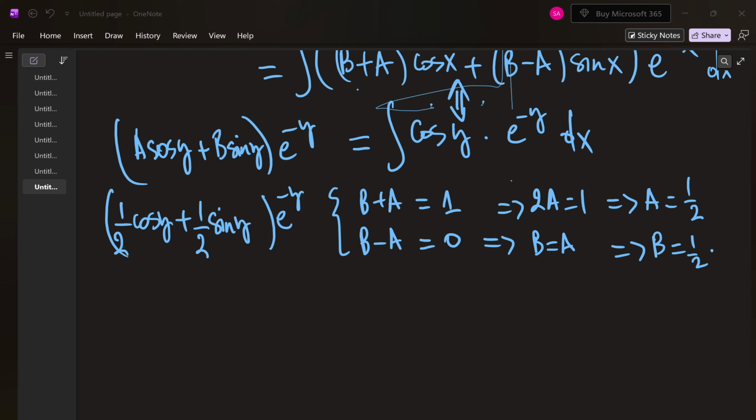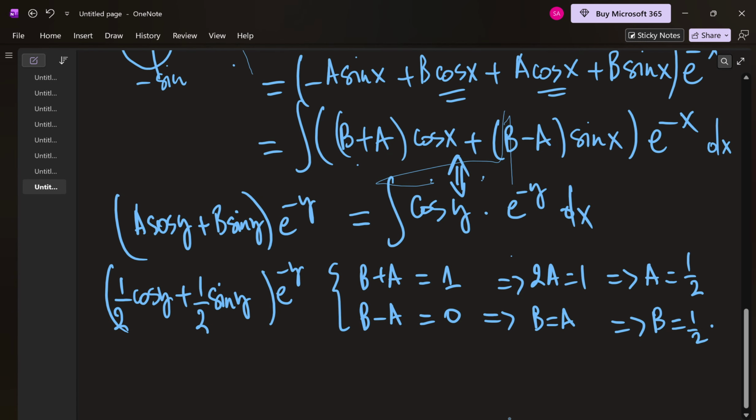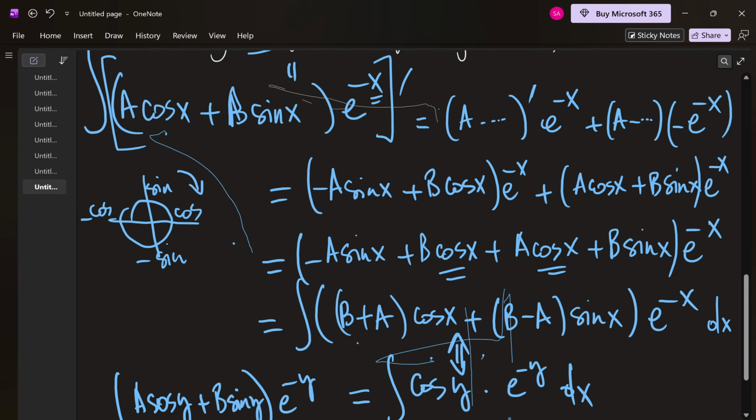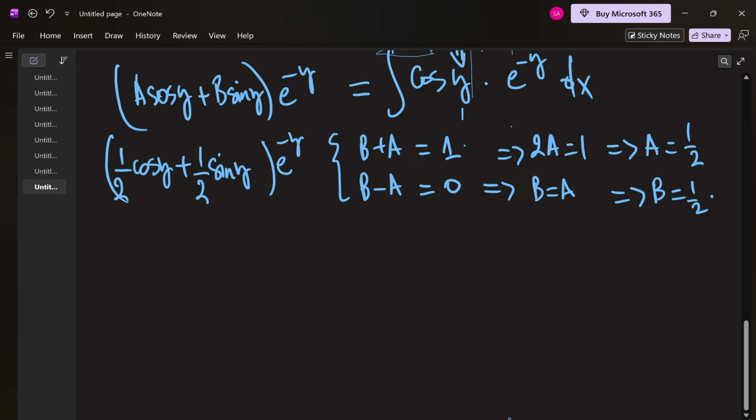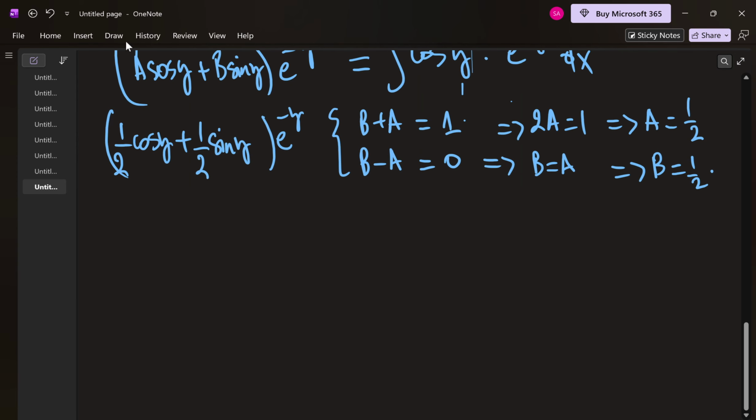I think I did a mistake. I do not know where. We should get minus, not... So we change the color here. So I want to integrate this guy.